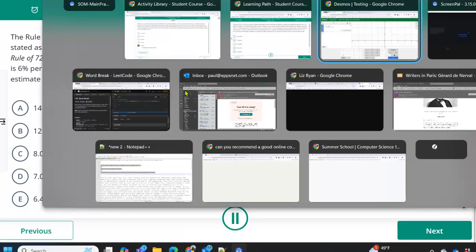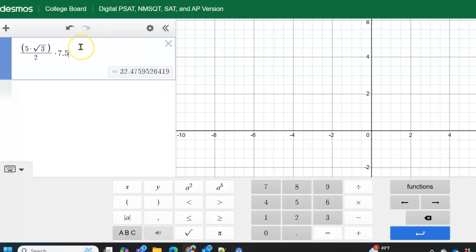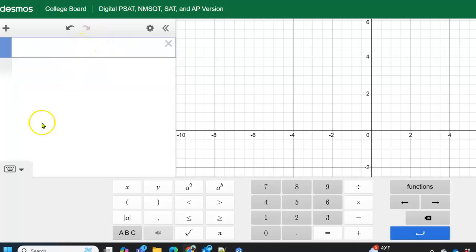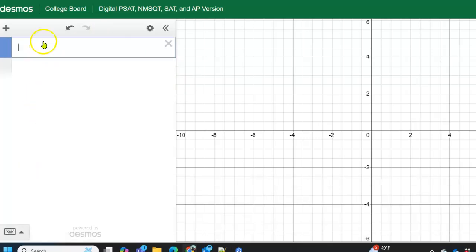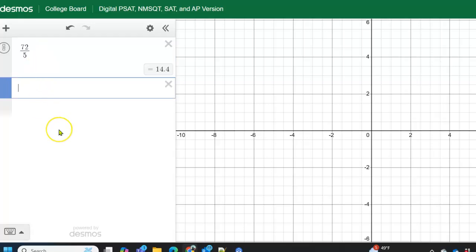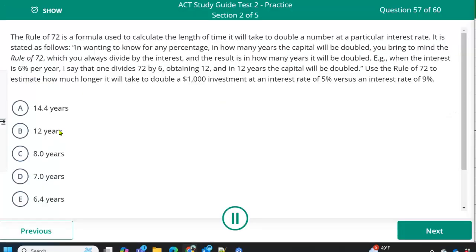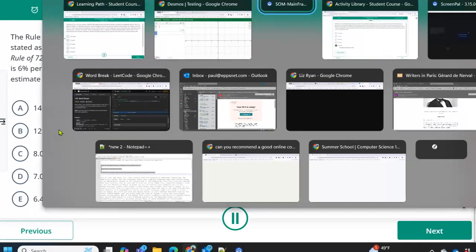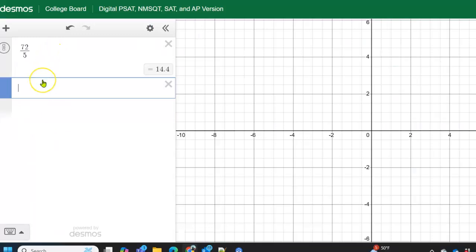Okay, let's go over here, and actually I can move this down. So rule of 72. 72 divided by 5, so we have 14.4 is what it's going to take to double the money with an interest rate of 5. What was the other one? 9. It was 9, right? 9%. Okay.